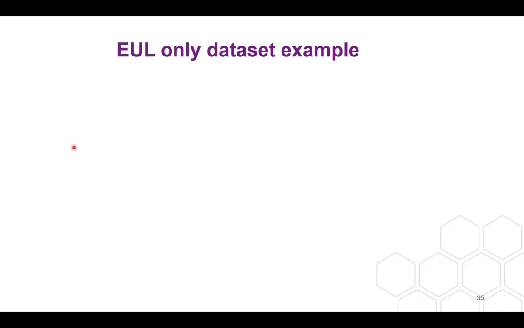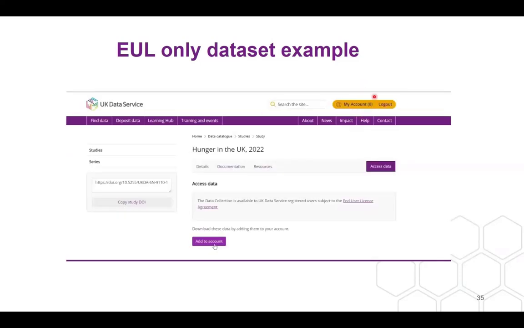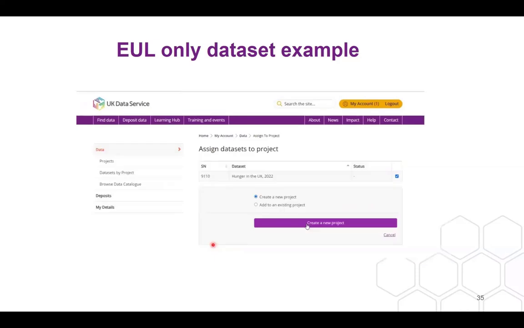So once you are logged into your account, here you see I am a registered user. Now I have logged in and I want to access this example data set, which on the details I have seen that it is a safeguarded data set. And on the access conditions, I see that it is available to registered users. I am, and I have already accepted the end user license agreement. So all I need to do is to click add to my account.